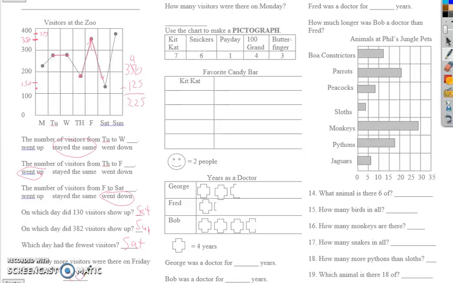How many visitors on Monday? This question's really on the bottom of the paper, but on Monday, let's see, in the middle, that would be 250. It's probably around 225, 230, something like that.